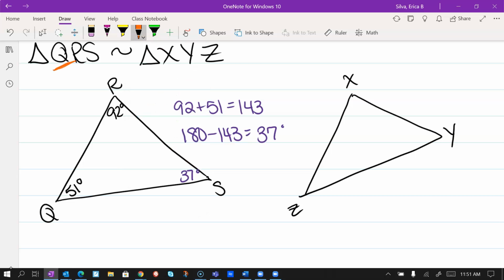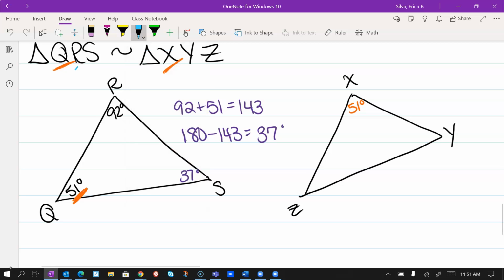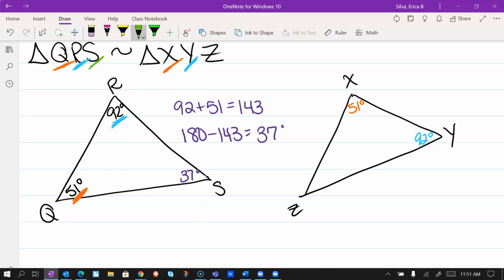We start with angle Q. Angle Q is 51 degrees. So what's the measurement that's going to equal 51 degrees on the other triangle? Angle X. Perfect. Okay, let's do the next one. The next one is angle R. Angle R is 92 degrees. What is also equal to 92? The Y. 92 degrees. And then finally, angle S is 37 degrees, and angle Z is also going to be equal to 37 degrees.